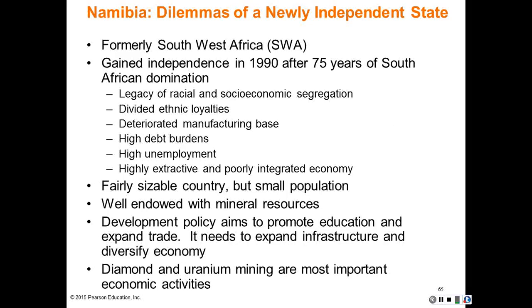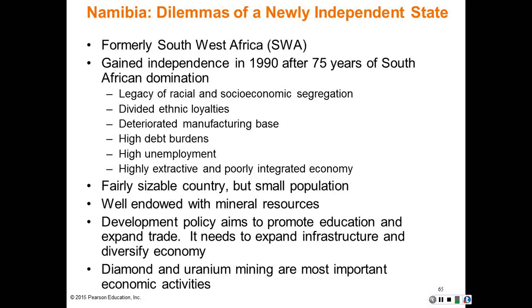Namibia, dilemmas of a newly independent state. This country, formerly known as Southwest Africa, gained independence in 1990 after 75 years of South African domination. South Africa moved into this region using the excuse of protecting itself from communist expansion in Angola and unrest in that neighboring country.